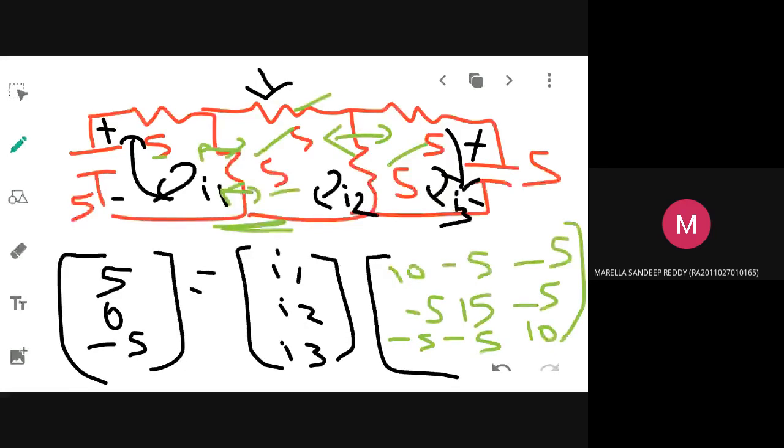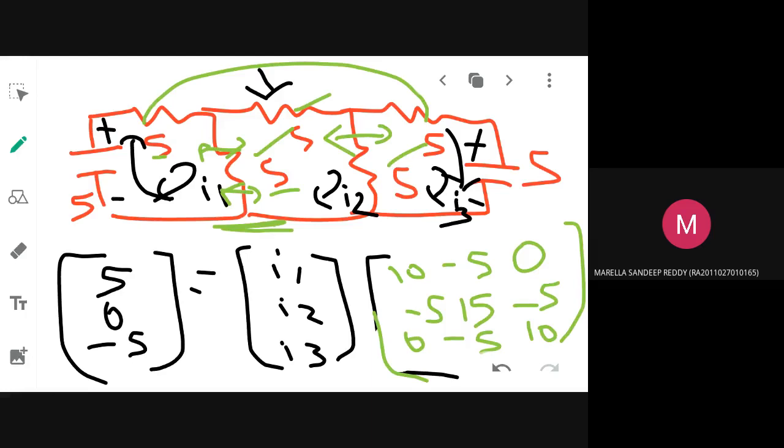Ma'am, what is R31? R31 is also the common resistance between third and first. No, wait. What is R31? I think you did it wrong. It should be 0. Between these two there is no common resistance, so 0. Between first and third there is no direct connection, so no resistances are in common. So 0 only. I made a mistake. Thanks for pointing it out.